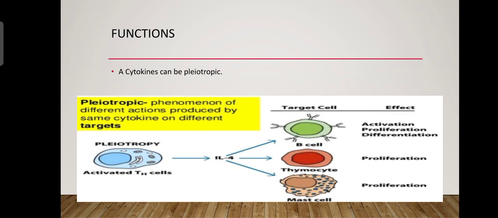Like interleukin 4, when it affects the target cell, that is B cell, it will show effects like activation, proliferation and differentiation. When interleukin 4 acts on the target cell, that is thymocyte, it will affect its proliferation. And when interleukin 4 affects the mast cell, it will show proliferation. So here we can clearly see one cytokine can have different effects in different cells.